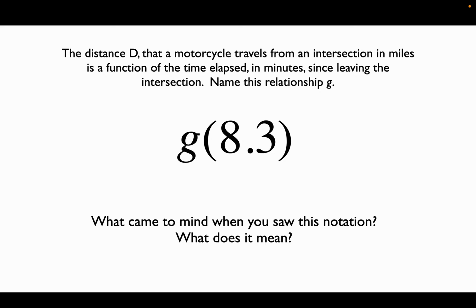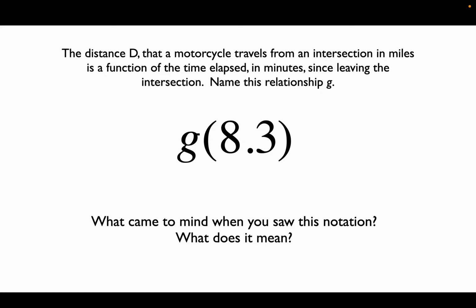So if this is a function G, or relationship G, that relates the distance that a motorcycle's traveled and an amount of time elapsed. Let's see, we might be able to find speed, but if this G is just relating the distance and the time, we can have it be one of two ways.